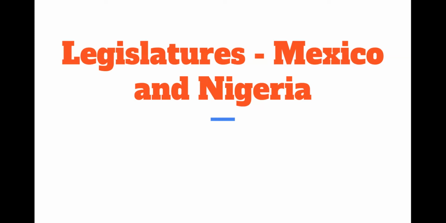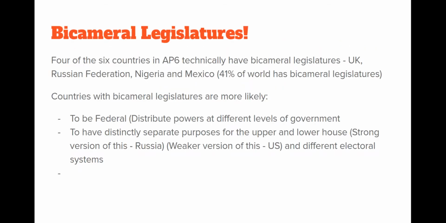In this video, we're going to talk about the legislatures of Mexico and Nigeria, which are bicameral legislatures. That is defined as a legislature that has two houses. And 4 of the 6 countries in the AP6 technically have bicameral legislatures. So the UK, the Russian Federation, Nigeria, and Mexico each have 2 different houses of their legislature.